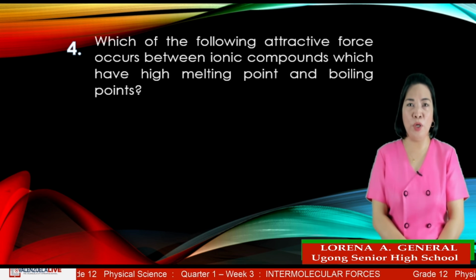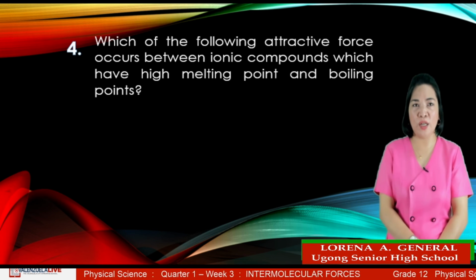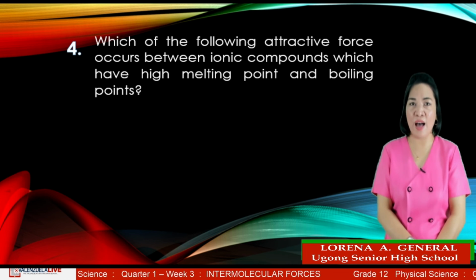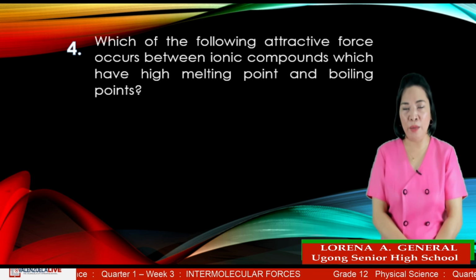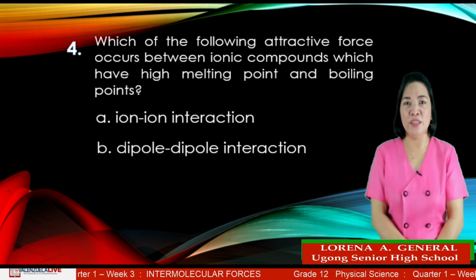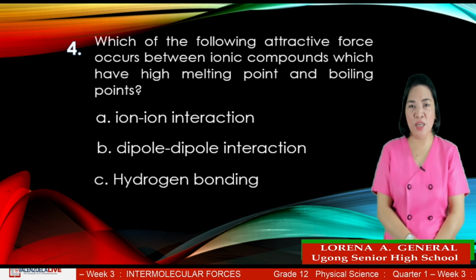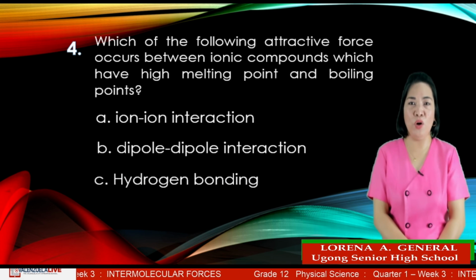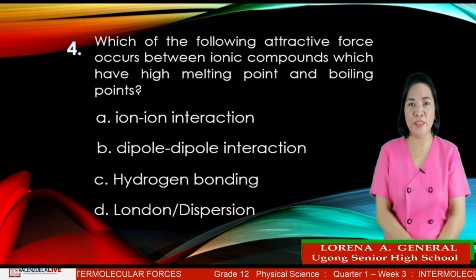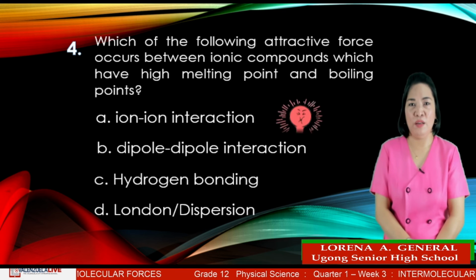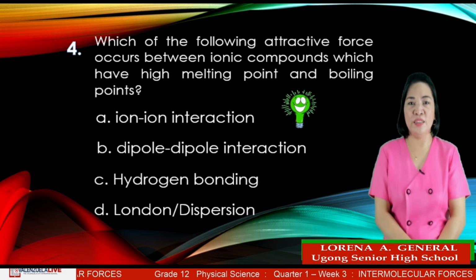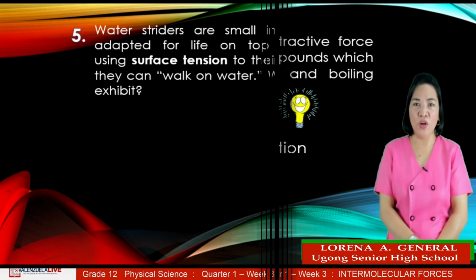Let's see the fourth one. Which of the following attractive forces occurs between ionic compounds which have high melting and boiling points? Is it A, ion-ion interaction, B, dipole-dipole interaction, C, hydrogen bonding, or D, London or dispersion? Write down your answer. If your answer is ion-ion interaction, that is the right answer.